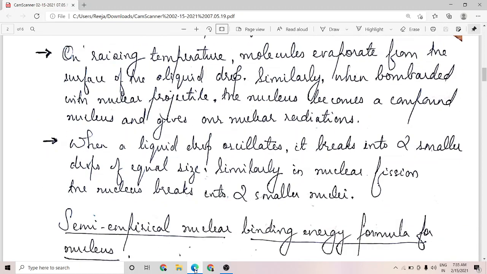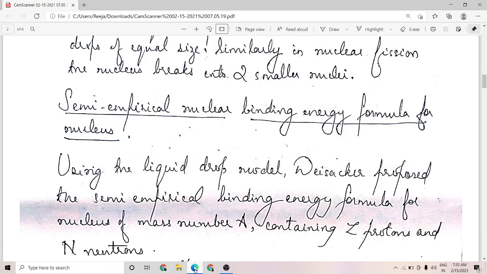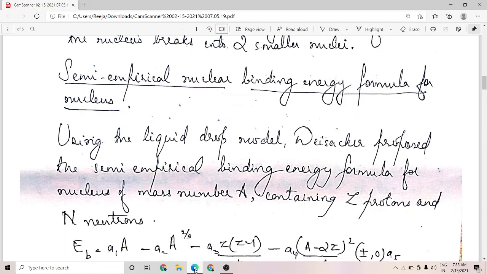Now here we are giving the semi-empirical nuclear binding energy formula for the nucleus. That is, using the liquid drop model, Weizsäcker proposed a semi-empirical formula for the binding energy of a nucleus having mass number A containing Z protons and N neutrons.